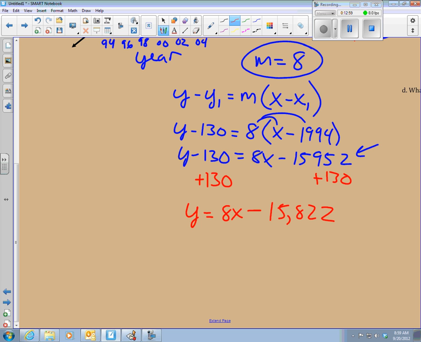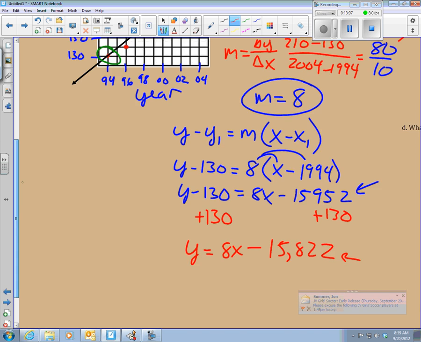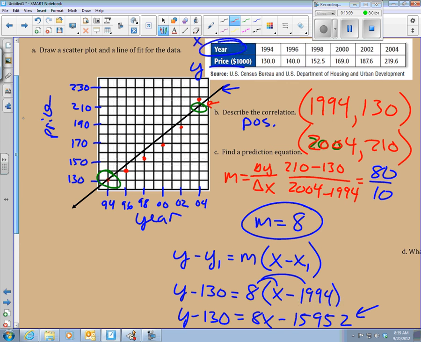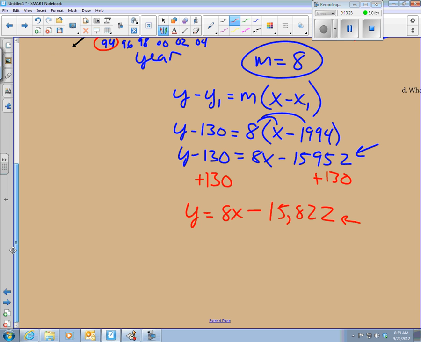That means the house goes up $8,000 for every 1 year, basically. And my y-intercept is negative 15,822. Now, if you look over here, it looks like my y-intercept is going to be a little bit less than 130, but this is at 1994. So this graph doesn't start at 0 and 0. So the y-intercept doesn't really represent this graph very well, but it really doesn't matter. We still can use it as a prediction equation.